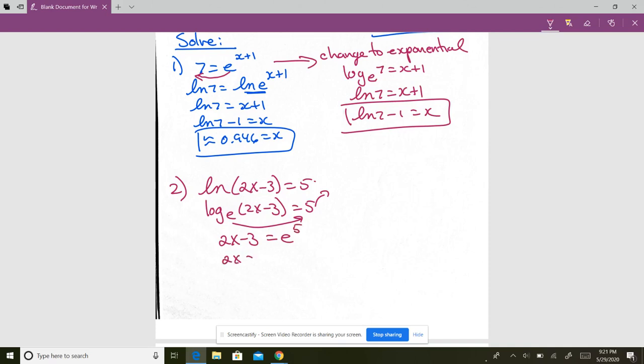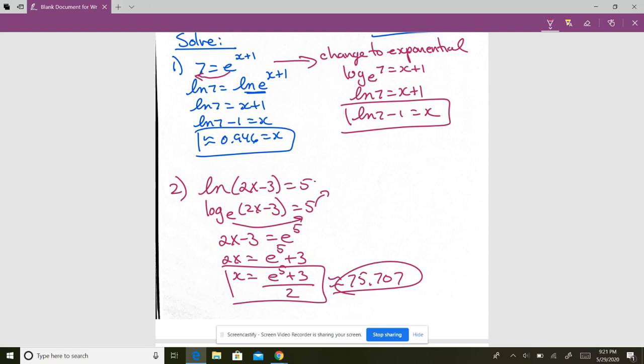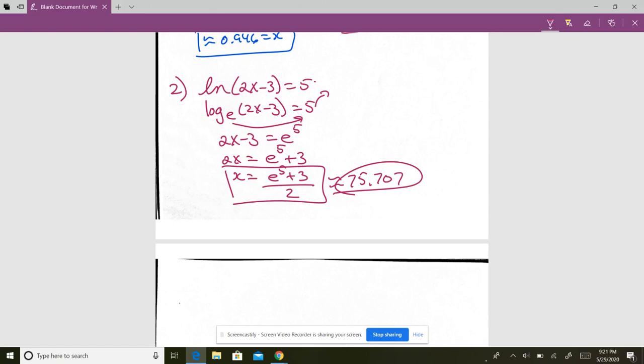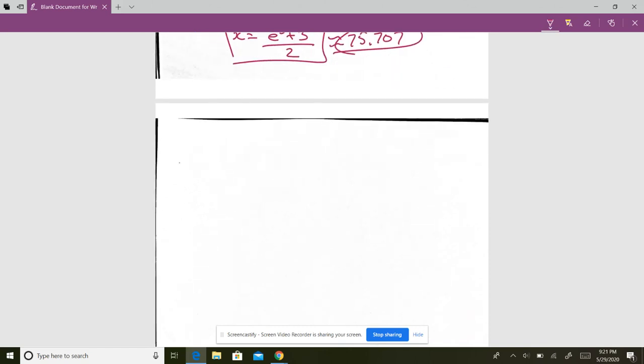And then it's just algebra. Add 3, divide off the 2. I would just leave it like that. You could punch it in your calculator, and I think it equals approximately 75.707, something close to that. So those are just a quick review of solving natural logs. It would be beneficial to do questions 1 to 15 odd on page 352. And then when you do that, we're going to come back and we're going to do calculus.